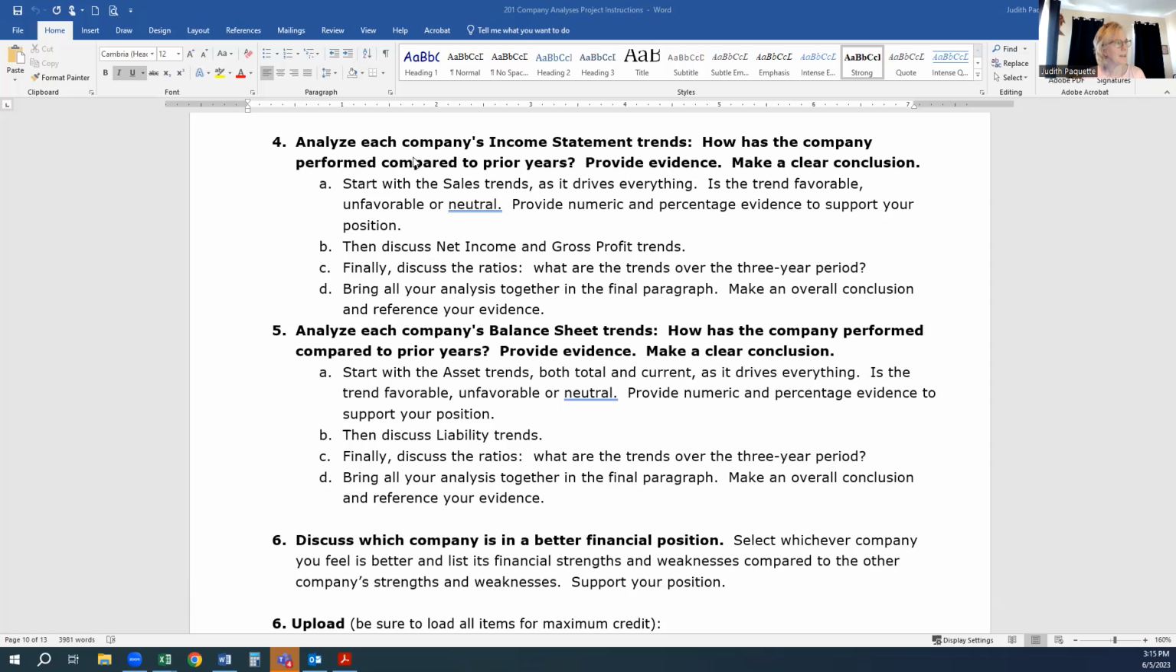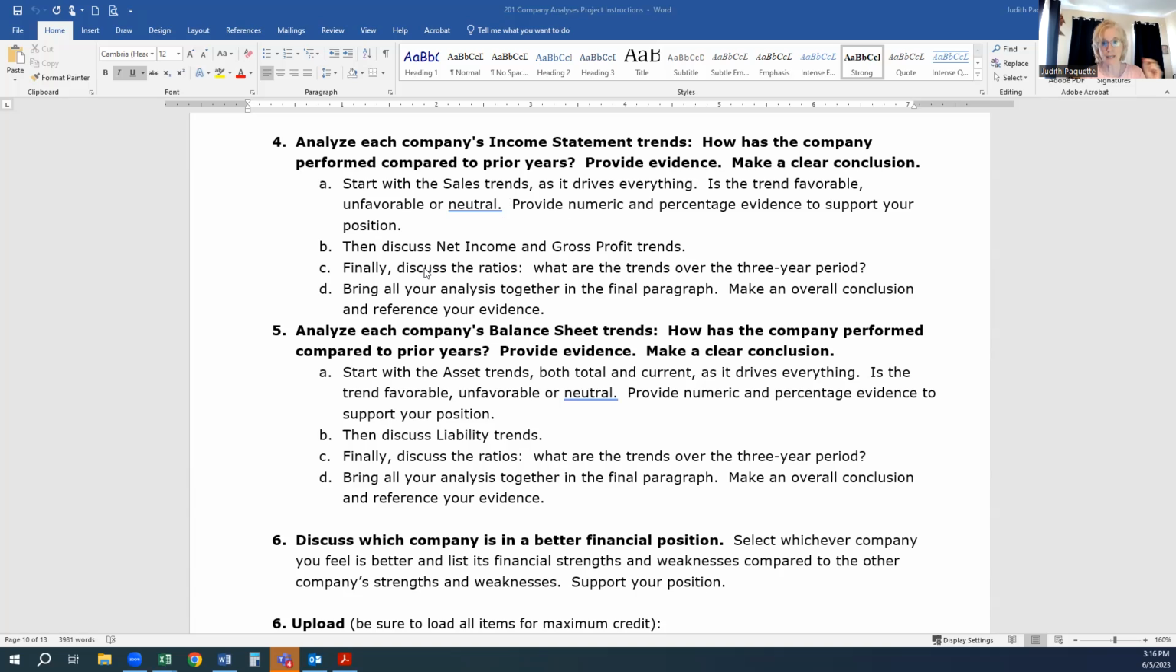So how do you write here? Always, you're doing a trend analysis, and you have done this now for 2 exams. But I want to be real clear on what I expect from you. I want you to be sure to start with the sales trends, because sales growth or sales decline drives everything. And I want you to be clear to say whether the trend is favorable, unfavorable, neutral, or inconsistent. You're going to provide numeric and percent evidence to support your position.